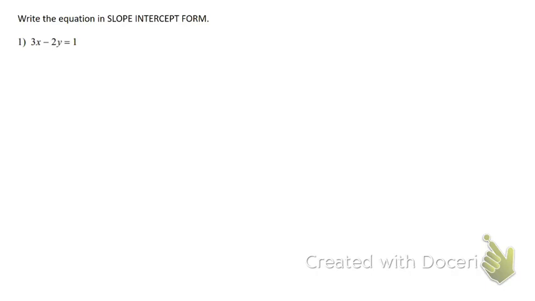Okay, so first, right now it's in standard form because we have an x, y, and constant. The directions say to write it in slope-intercept form. Slope-intercept form is y equals mx plus b. So essentially what you're going to do is you need to get y by itself on the left side of the equation, and you cannot have any numbers in front of it. And when there's no number in front, it really means there's a 1. But you can't have anything else in front of the y term, not even a negative.